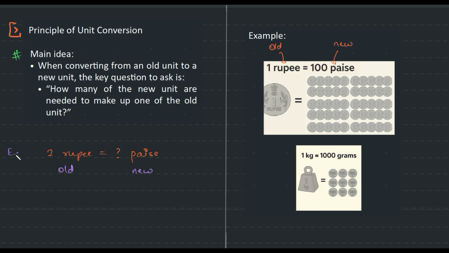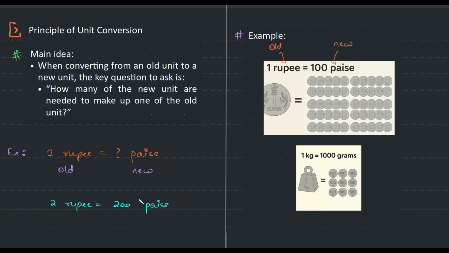With this in mind, all I have to ask is how many paise will make up a rupee? The answer is 100 paise will make up a rupee. So basically 1 rupee is equal to 100 paise. If I give you 2 rupees equal to how many paise? If 1 is 100, 2 will be 200 paise.